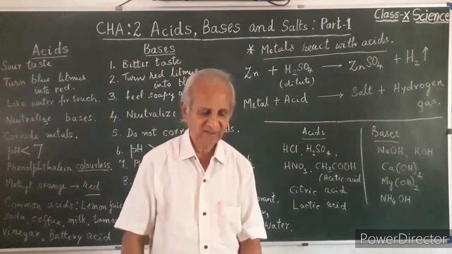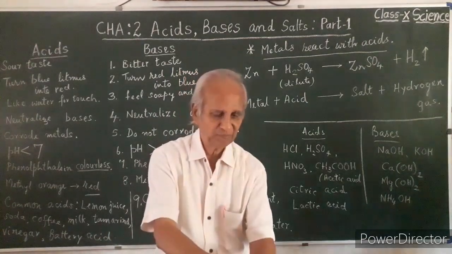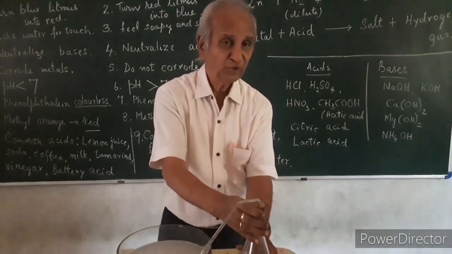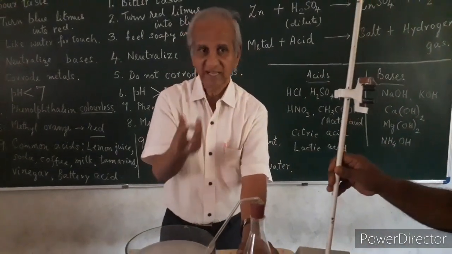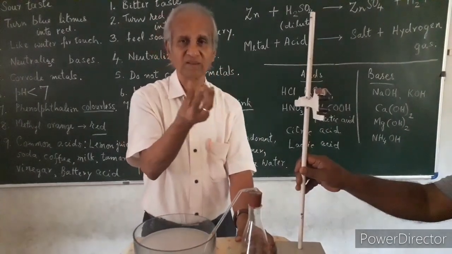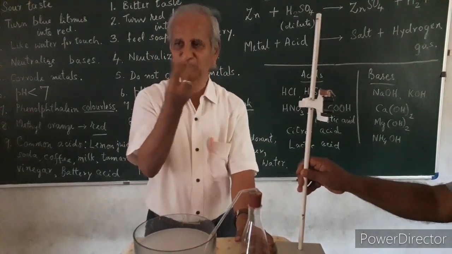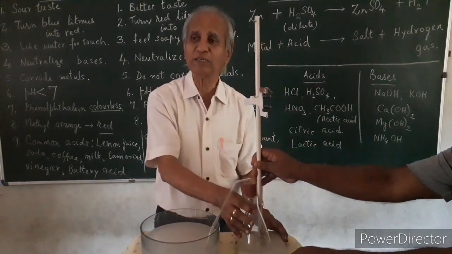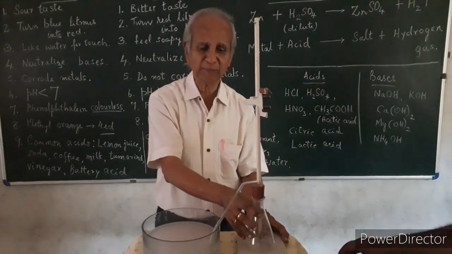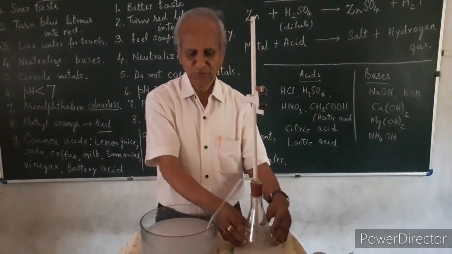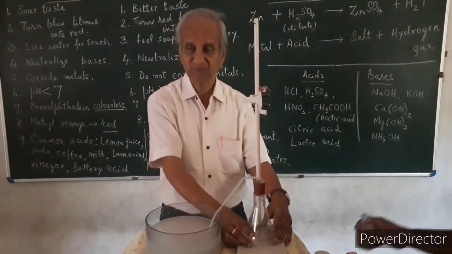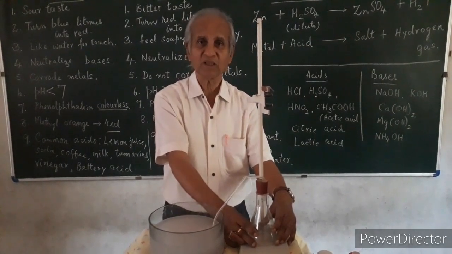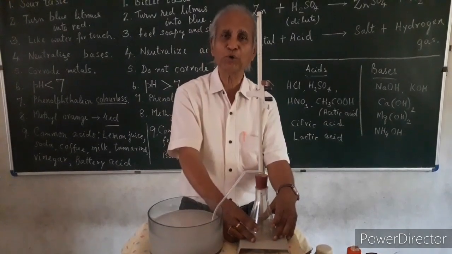See, we have taken a conical flask here. You can take a conical flask or you can even take a long, strong test tube, or you can take a flat bottomed flask. So we have taken a conical flask here. In this conical flask, let us take dilute hydrochloric acid.